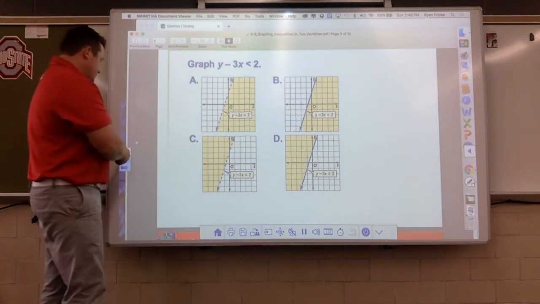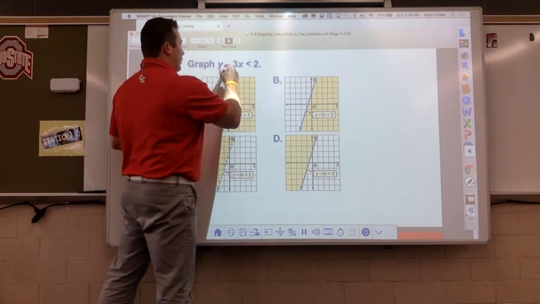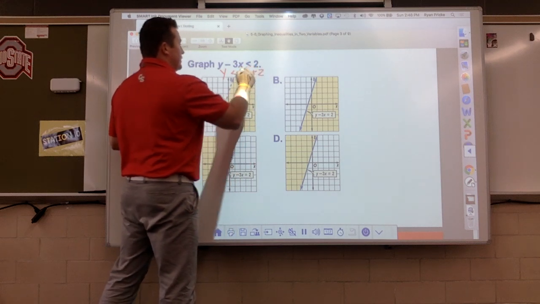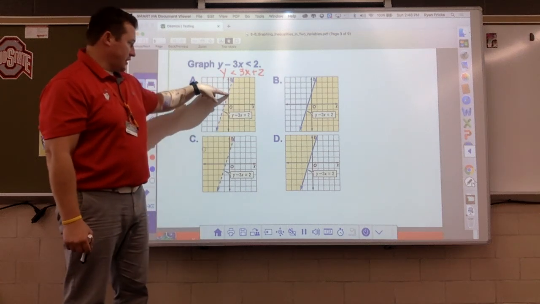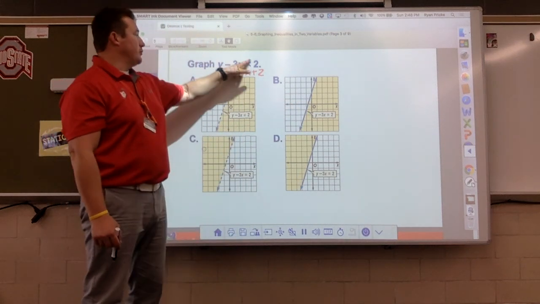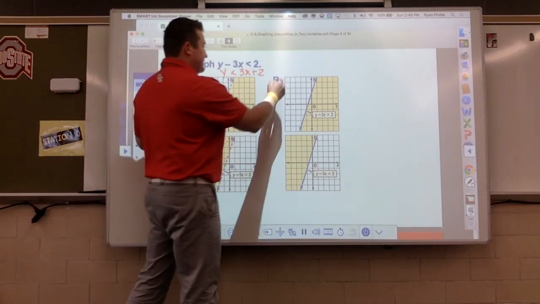You guys want me to do this one without Desmos? Of course you do. Y less than 3x plus 2. So, guys, this one's going to have a y-intercept of 2. So, okay, it could be that one. Could be that one. Could be all of these. But I can tell you right now it's less than, so that means it's going to be a dashed line. So that means these two are out.